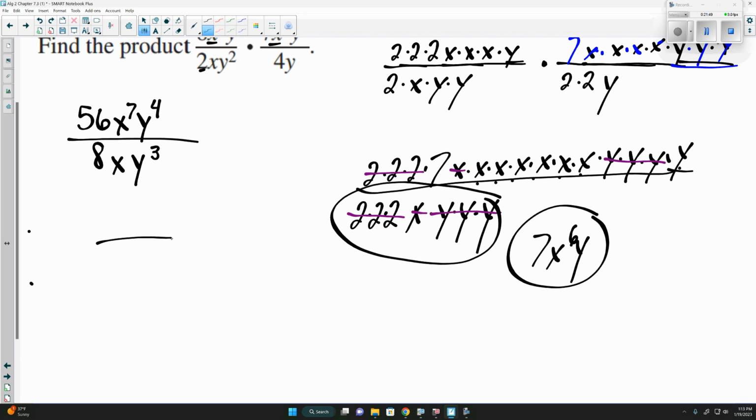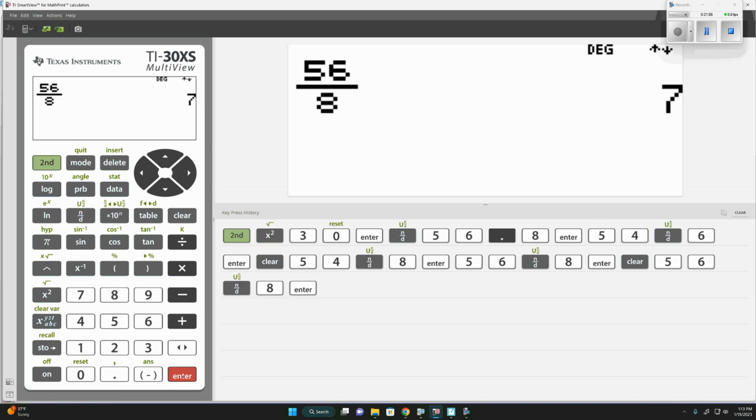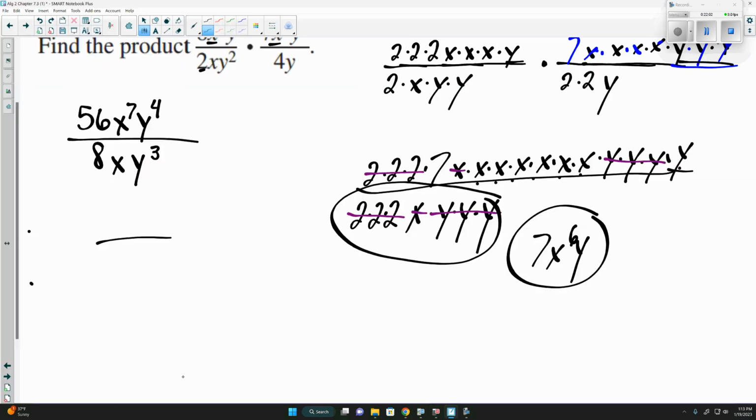So 56 over 8, we can go through that and do it by hand, or we can type 56 over 8 in the calculator, and it tells us that it is 7. Now, since it doesn't give us a denominator, it's understood that the denominator is 1. So we can put 7 on top.